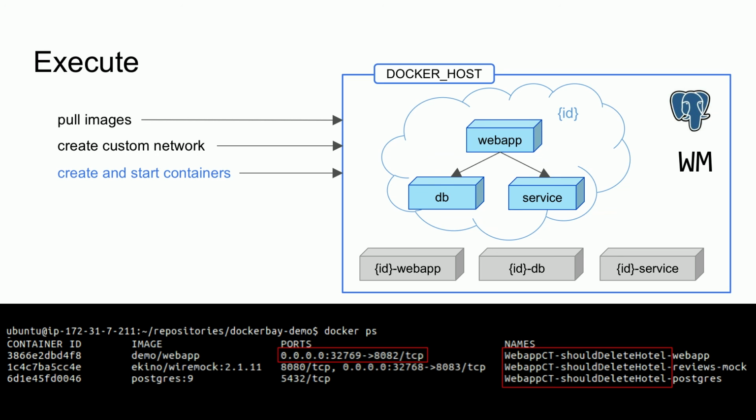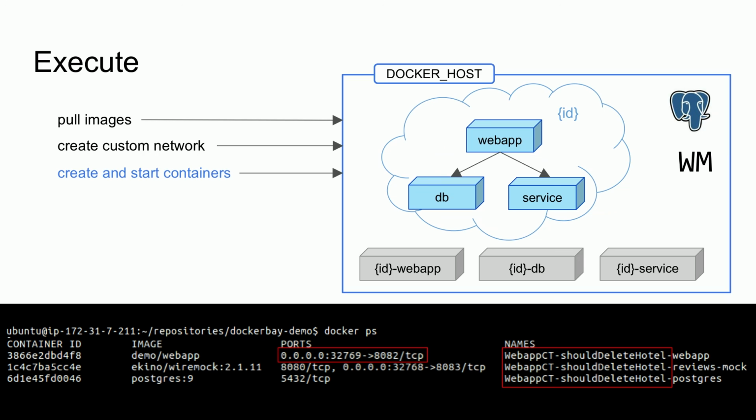Then we create and start containers, and this is a bit more complex step because the containers are started with the same unique ID prefix that we have for the network. So the name of the containers here, you can see that they are prefixed with class name, method name, because Docker does not allow starting containers with the same name. So we need to separate it and make sure that they are unique. And then it will start those containers inside the network.